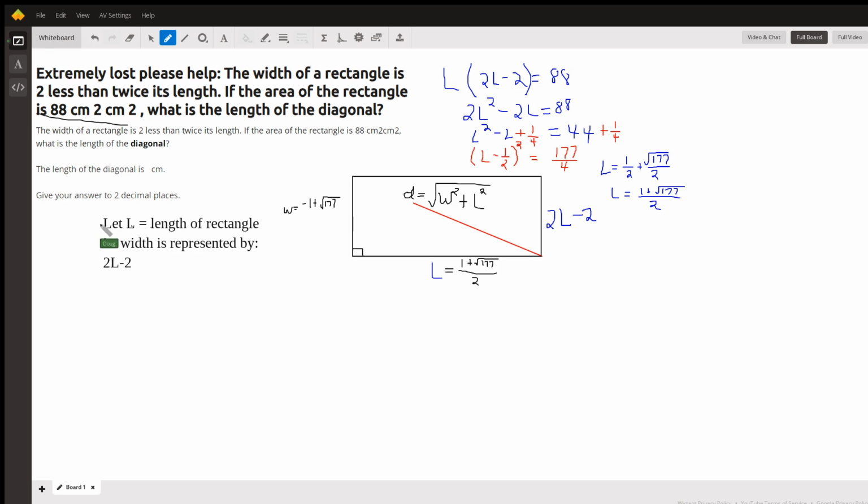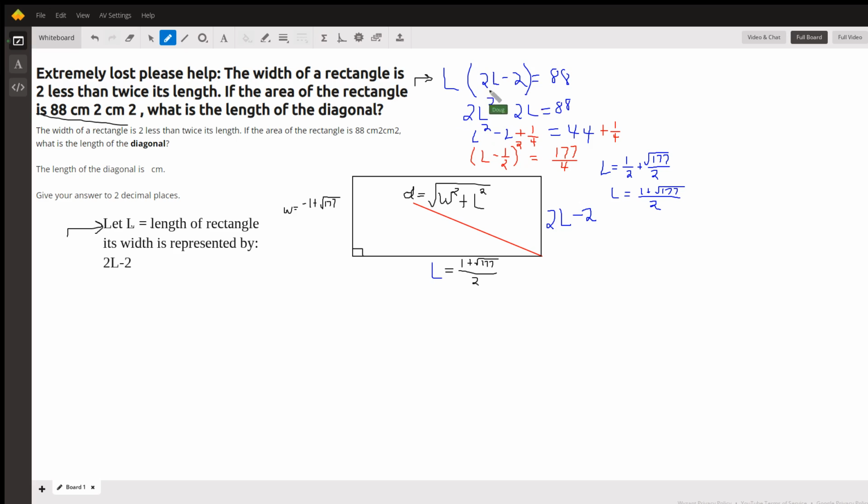We're going to let L equal the length of the rectangle, so that's this dimension right here. Then its width can be represented by 2L minus 2, because that's twice the length, 2 less than twice the length. Okay, and so that means length times width, L times 2L minus 2, which I've written right here, has to give us 88. Now, why are we doing this? So that we can find the value for L, which in turn will allow us to find the length of this diagonal. Okay, so how do we solve this equation?